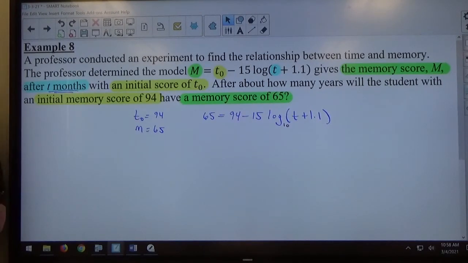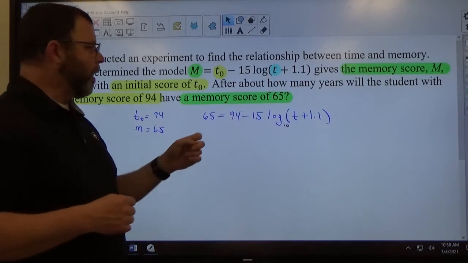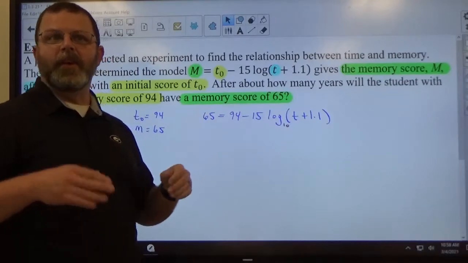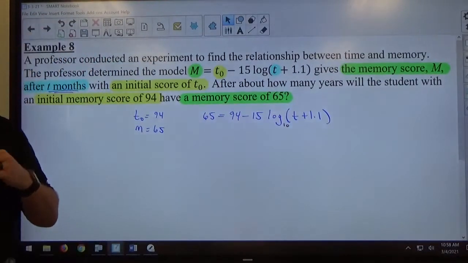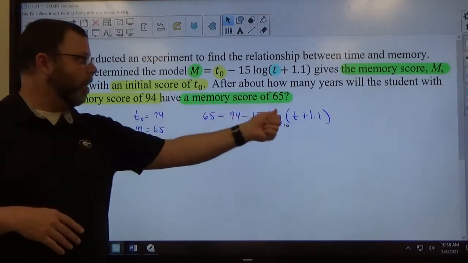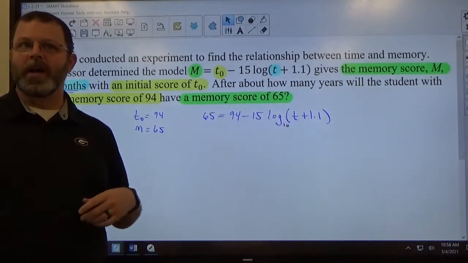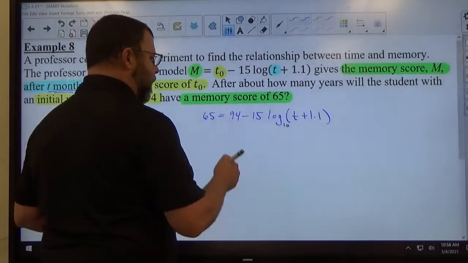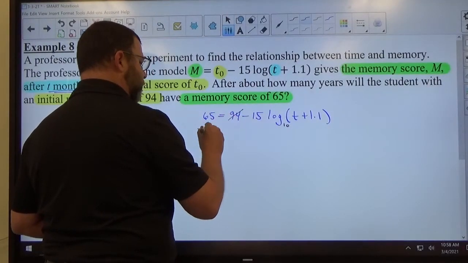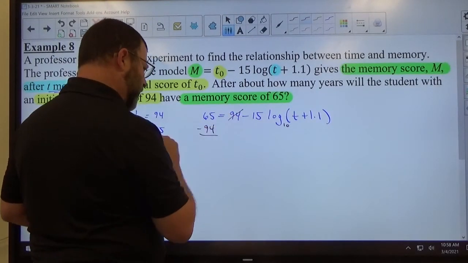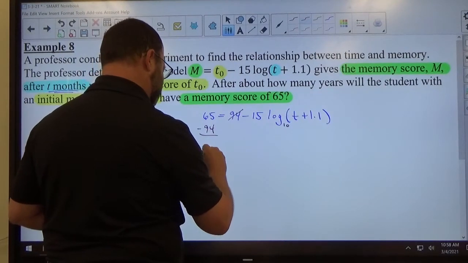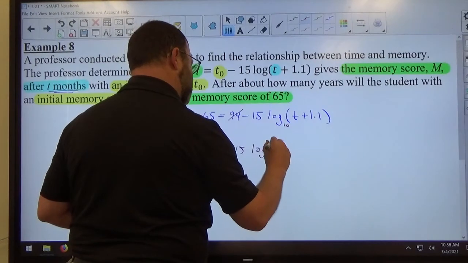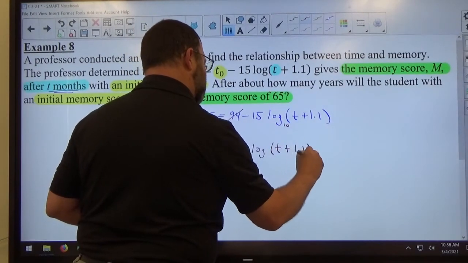This goes back into what we saw yesterday. I've got a logarithmic equation. There's numbers attached to things. I either get log equals log or log equals number, one or the other. Well, since I have a log expression and numerical expressions, I'm going log equals number in my brain. So, first off, I'm going to move the 94 to the left, which gets me negative 29 equals negative 15 log of t plus 1.1 base 10.